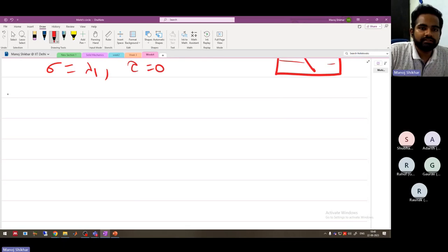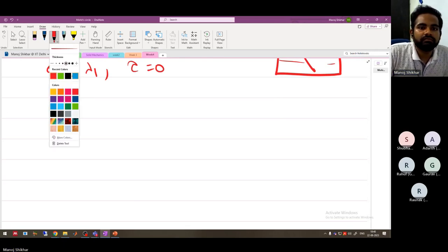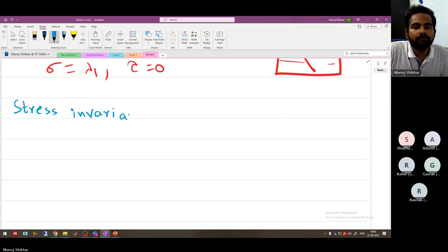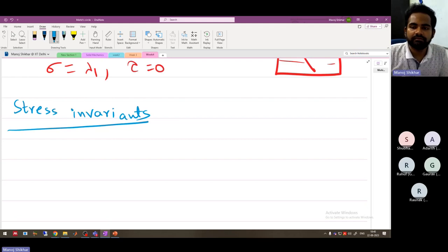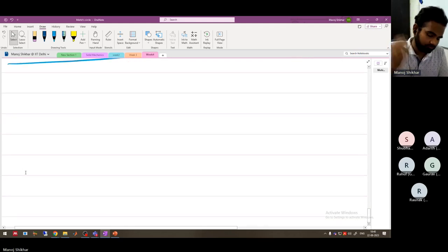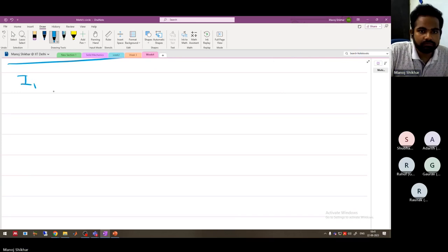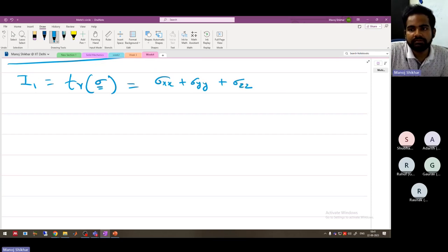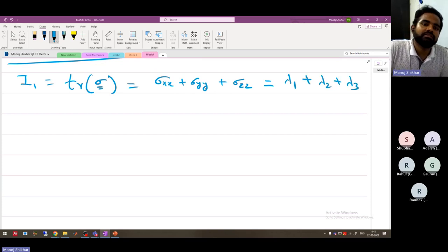Now let's move to stress invariants. There are 3 invariants. I1 is what? Trace of sigma, that is sigma xx plus sigma yy plus sigma zz. If we want to write it in terms of principal stresses, then lambda 1 plus lambda 2 plus lambda 3. Second is I2.